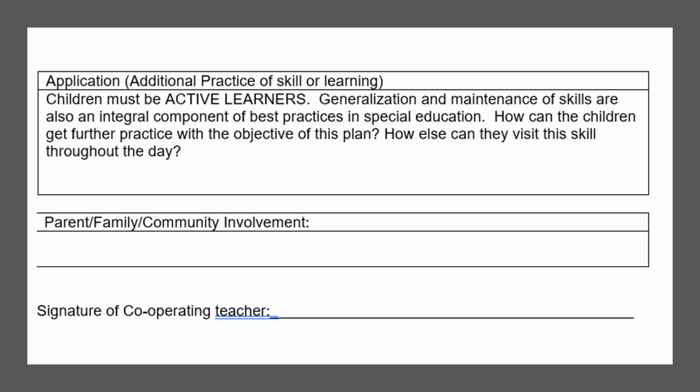The final portion of part 2 of your plan is application and parent-family community involvement. So the application is the additional practice of skill or learning. So that children need to be active learners, right? We learn through play. We don't learn through sitting doing worksheets and flashcards and taking notes on the circulatory system if we're 5. But that's not the way we learn.